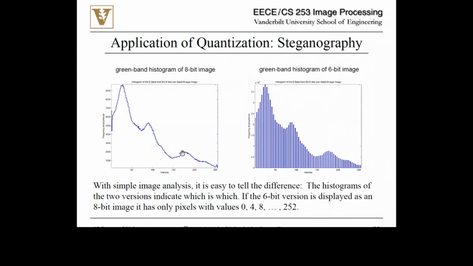Yeah, this is the histogram of the original. This is the histogram of the quantized one. What is the gap between one bar and the next? How many values do we have in between?